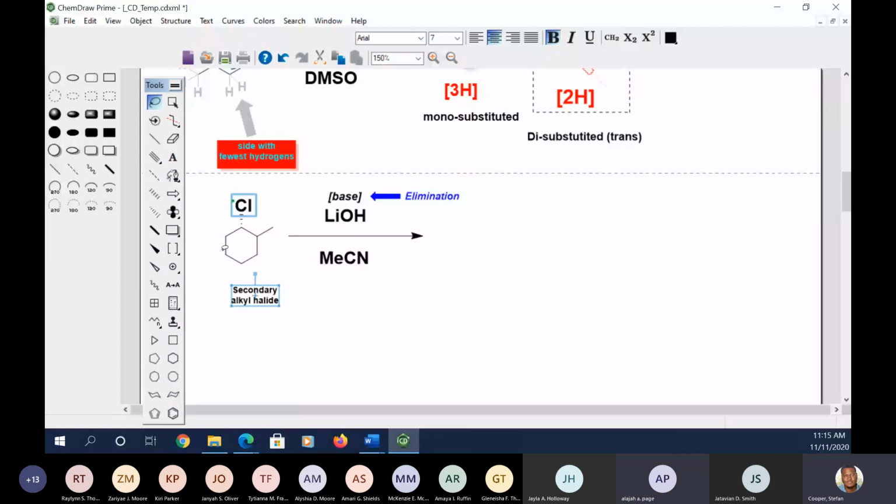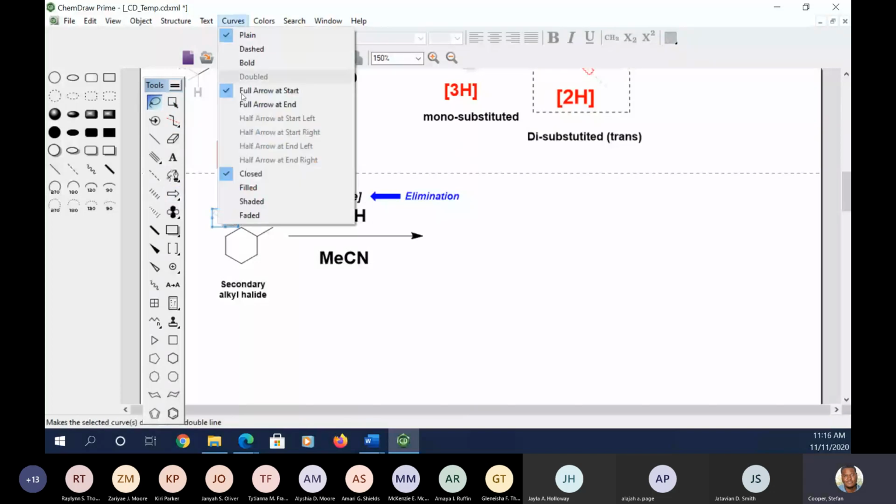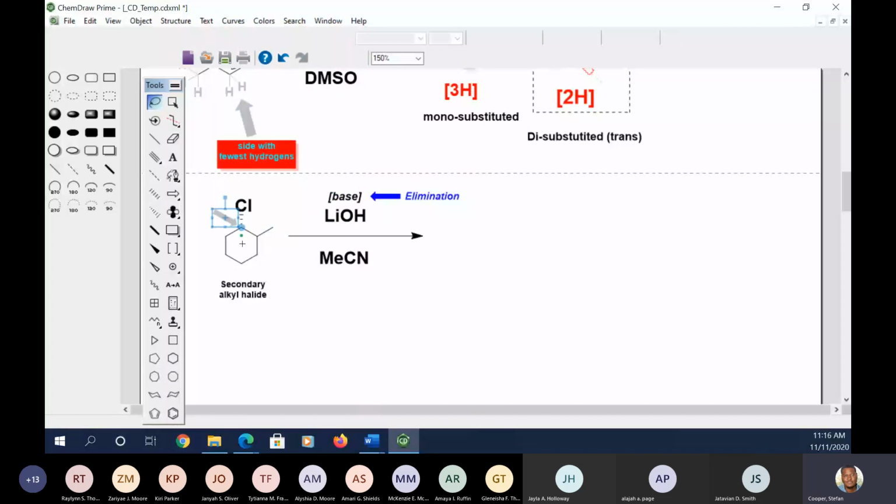Okay, so I have to look at the carbon that has the halide, right? So the key word here is alkyl halide. So this is the carbon that has the halide, right? And I need to look at that carbon and determine how many things are attached to it, right? So if I look at that carbon, I have one carbon here attached to it and that carbon there attached to it, right? That's all that's attached to that carbon, or two other carbons. So that makes this carbon secondary, right? Is everybody comfortable with that so far?